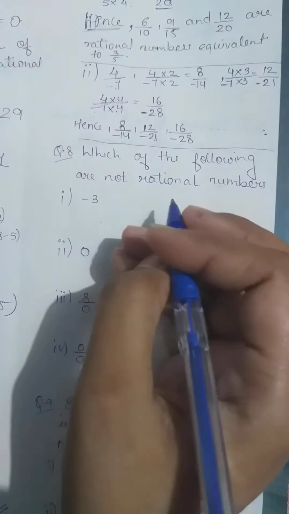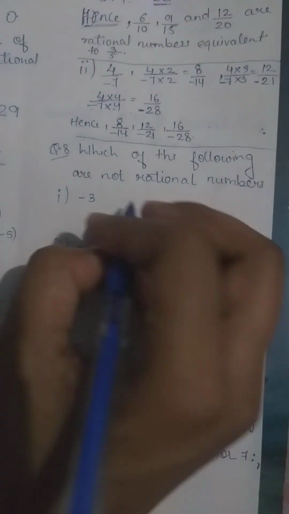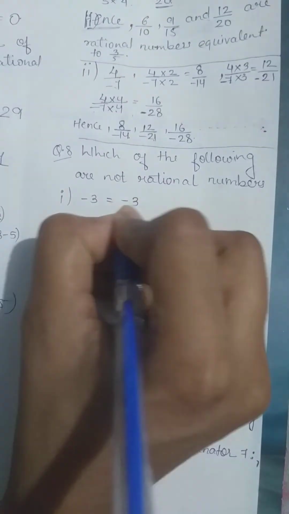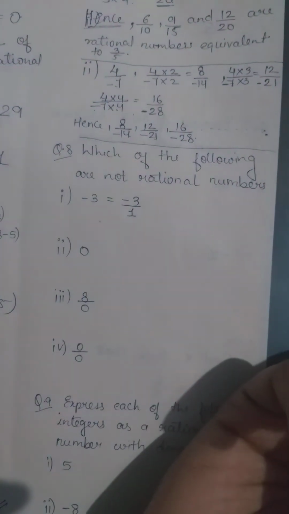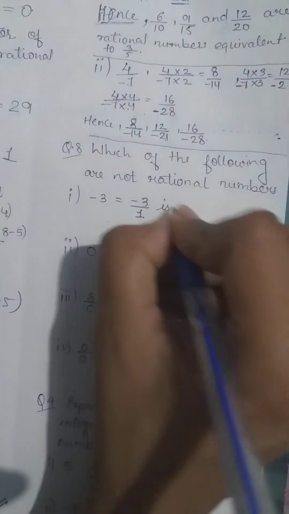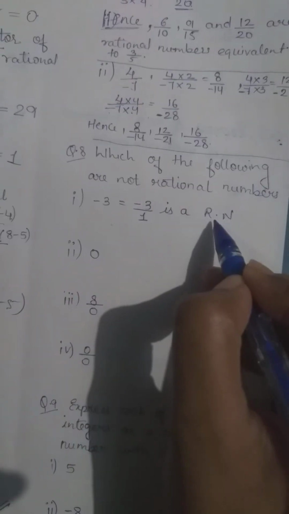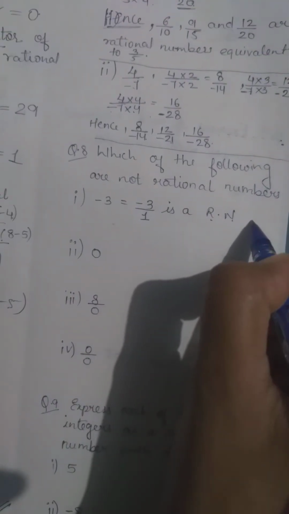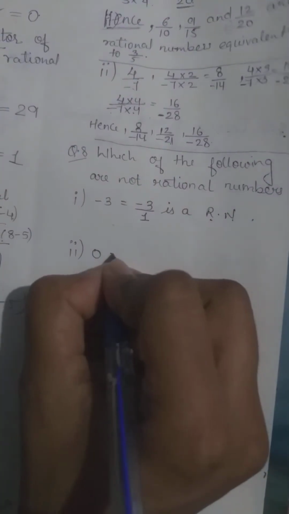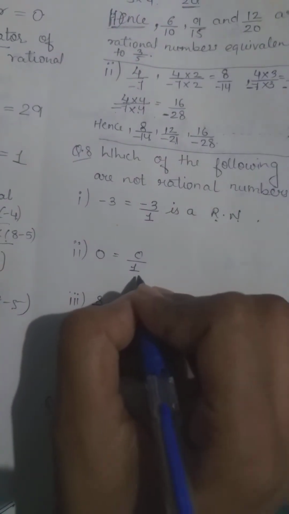So here I can see in the first question, minus 3. So here I can write minus 3 by 1. No denominator, so we can put 1. So it is a rational number. Write it in full, students. I am writing in short, but you have to write rational number. And then in the second question, 0. So 0 by 1. Yes, it is a rational number.